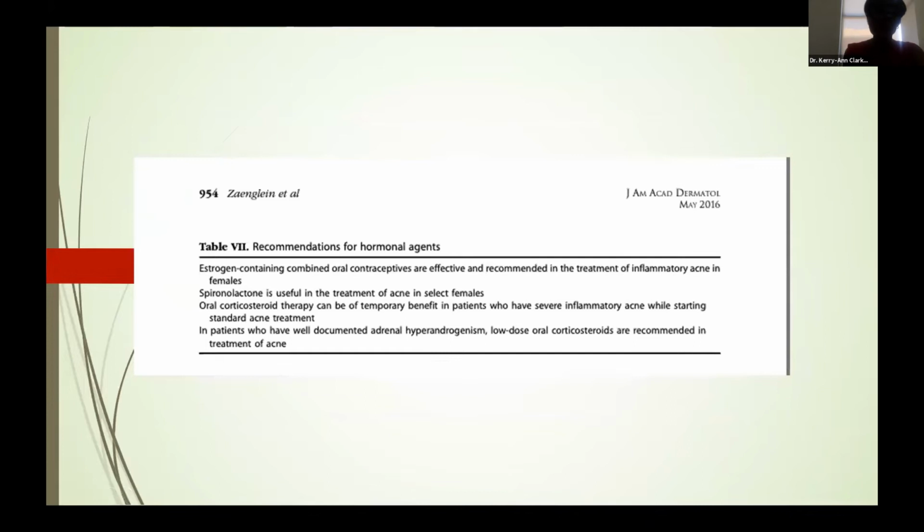We're moving on to our hormonal agents, and these are basically our anti-androgens. So your estrogen-containing combined oral contraceptives are what's recommended for the treatment of inflammatory acne. You can also use spironolactone. This is useful. And remember, these are used in female patients.